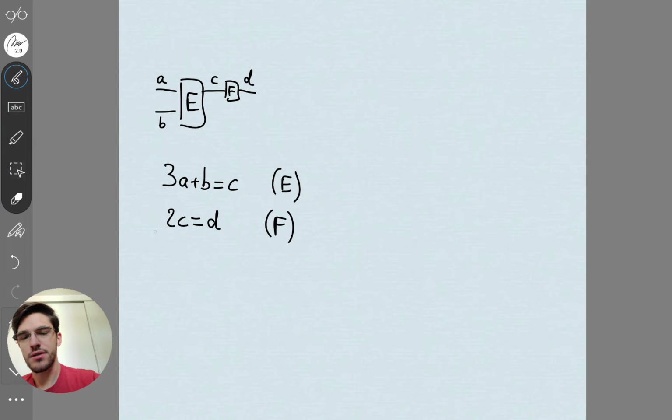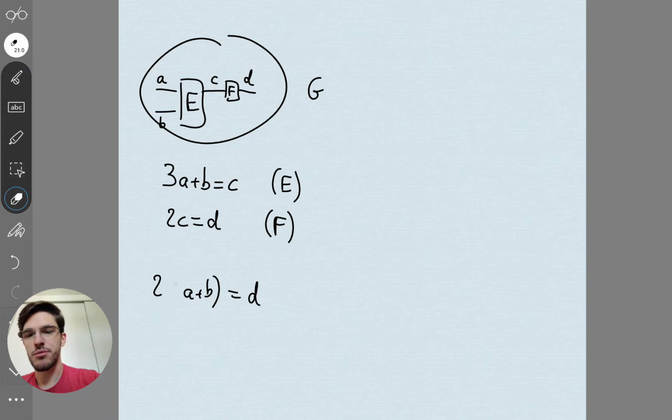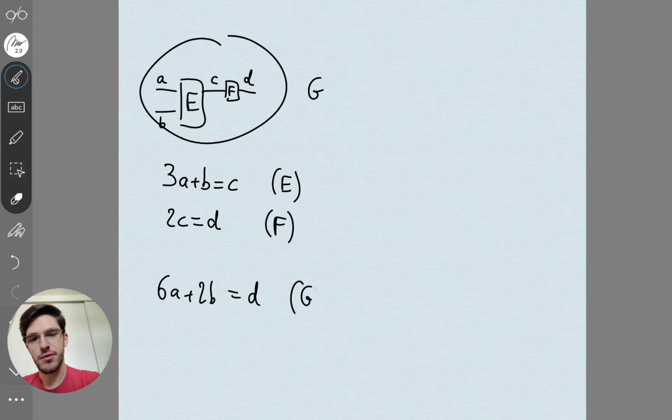And I've made a new one, right? Whatever this thing is, I will call it G. And G is an equation of A, B, and D, with made up notation here. And the equation might be something like 2 times 3a plus b equals d. And I could simplify it, that's 6a plus 2b. So this is one way of writing what G corresponds to.